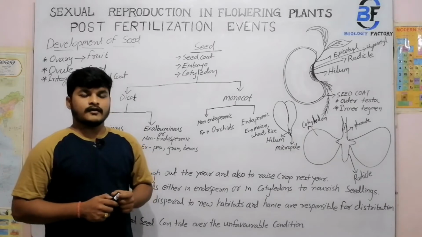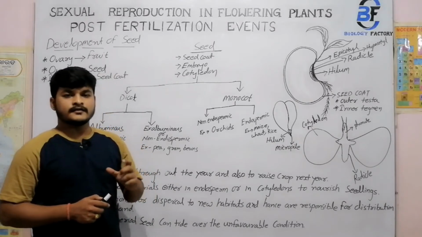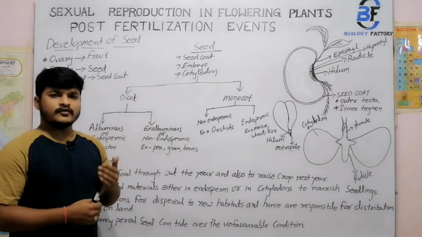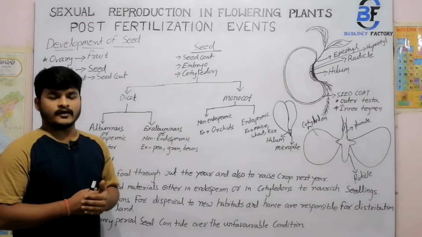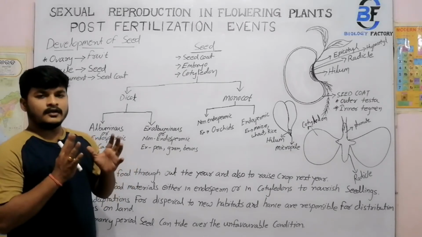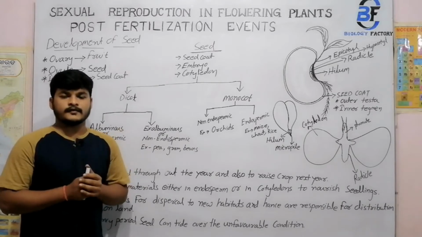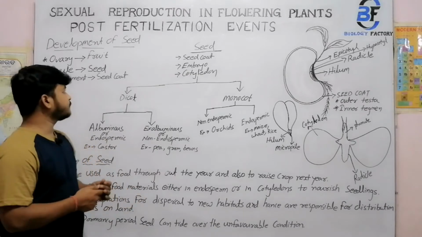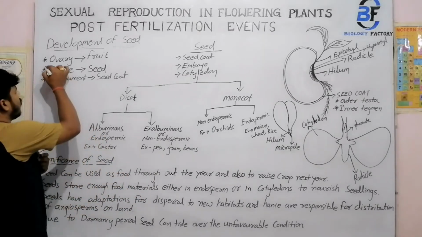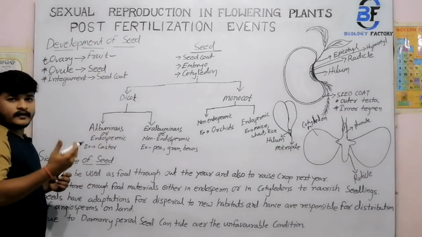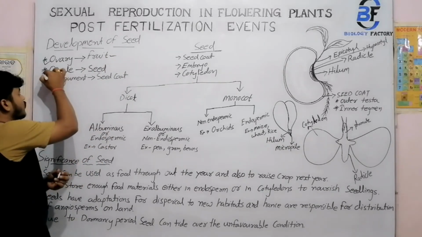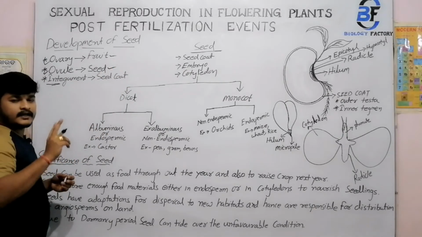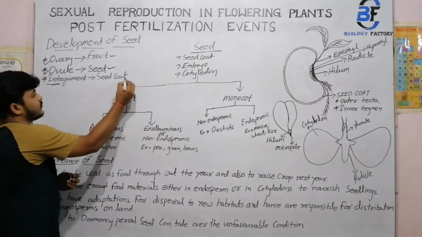In this lesson we are going to study the development of seed. In our previous classes, we already discussed some of our post-fertilization events, and we know the gist of it: some changes take place after fertilization. The ovary changes to form the fruit, the ovule changes to form the seed, and the integuments, that means the bitegmic integuments, form the seed coat.